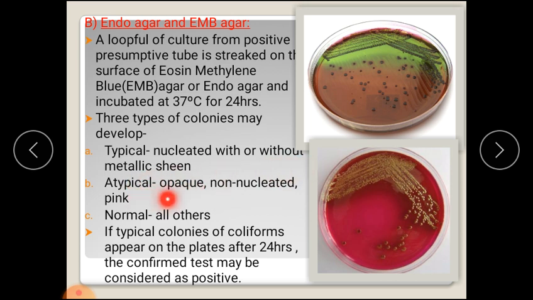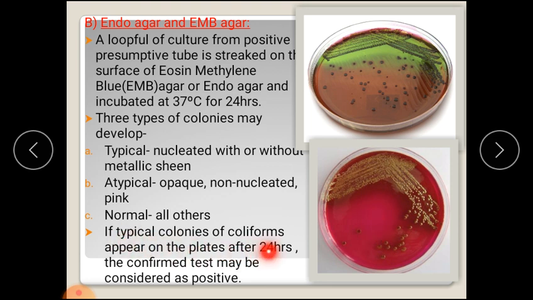Or we can see a typical colony, which is opaque, non-nucleated and pink, or normal, all others. Okay, so this is when you see this colony, it shows a metallic sheen. Now what is metallic sheen? Suppose oil is thrown on the road and you add water on it, the oily sheen which is seen, similarly that type of colonies are seen with a black center. At the center there is a black color. Such colonies we are going to observe.